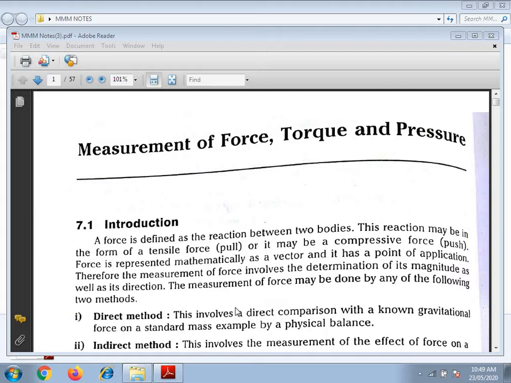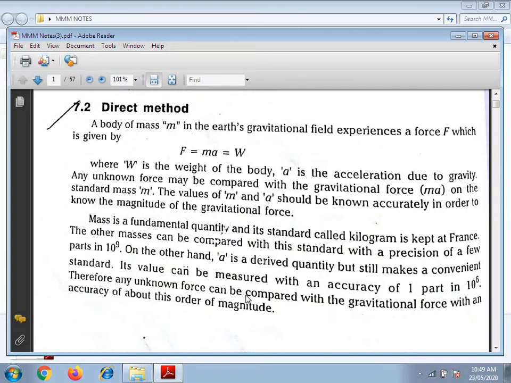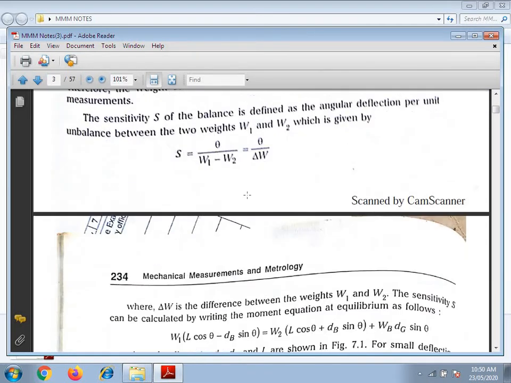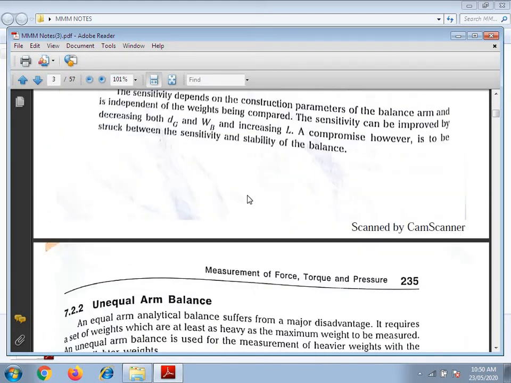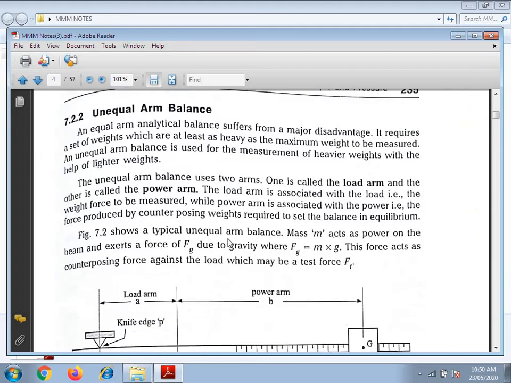Okay. For direct measurement, you can see the unequal arm balance. Just to see that unequal arm balance. So as a direct method, F is equal to ma, that is W. Unequal arm balance. Yes, it is unequal arm balance. Just you see the sketch.